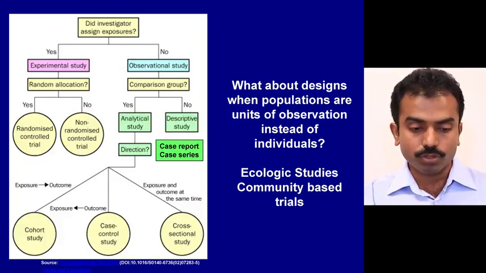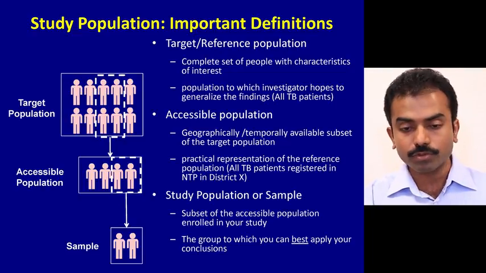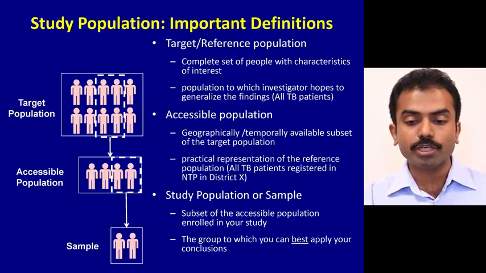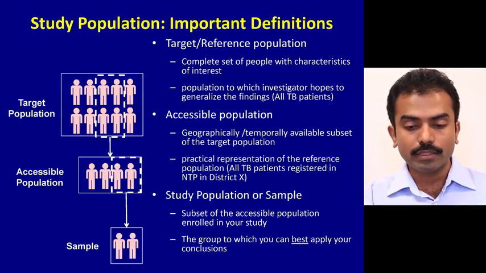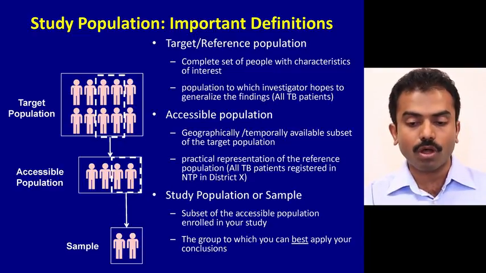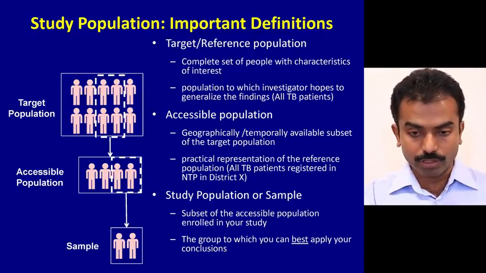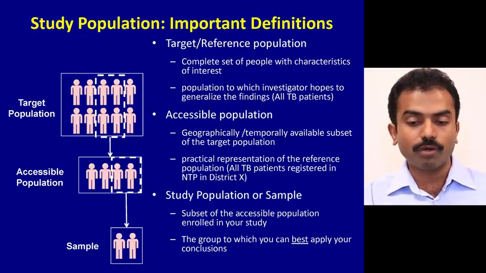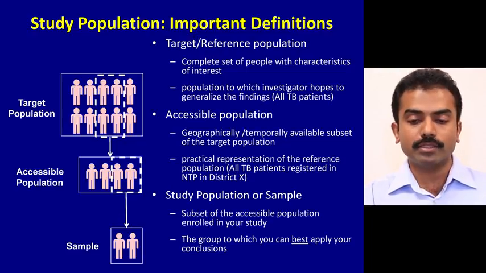Now let's move on to another important concept that we have to know, and this is on study population. There are three important terms I want to introduce here. One is target population or reference population. The next one is accessible population. And the third one is study population or the study sample. Now, what is target population or reference population? This is the complete set of people with the characteristics of interest that we are looking for. This is the population to which the investigator hopes to generalize the findings.